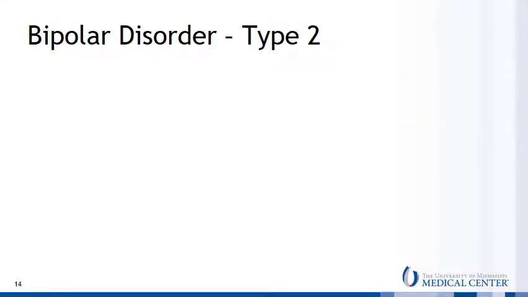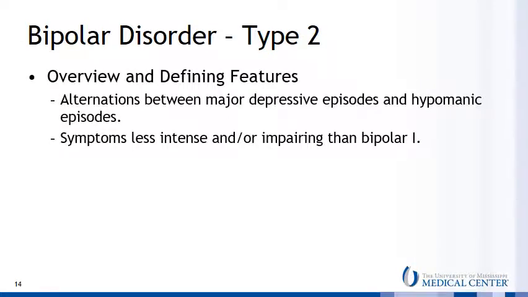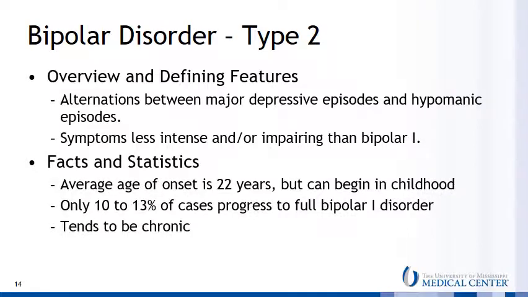Bipolar disorder type 2 is similar to type 1 in its alternation between depressive and hypomanic episodes. However, crucially, it does not present with mania. Because of this, bipolar type 2 tends to be less impairing than type 1, and for that reason is often diagnosed later in life. Bipolar disorder type 2 has an onset in the early 20s on average, although it can begin much earlier in life.